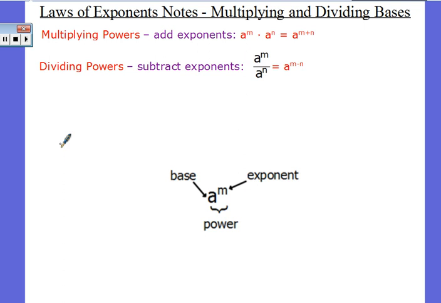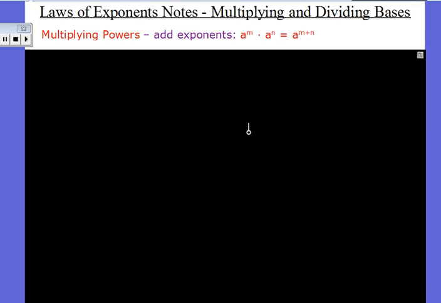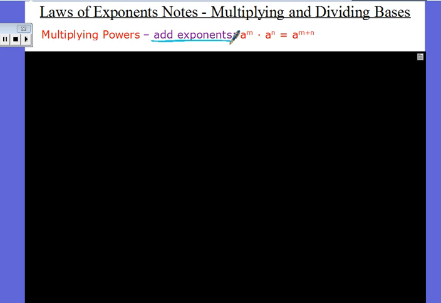Okay, so today we're going to talk about multiplying and dividing powers. So we've got two different rules when we're taking a look at this. So the first one is when we multiply powers. The shortcut for this is adding exponents. So we're going to take the exponents and we are going to add them together.